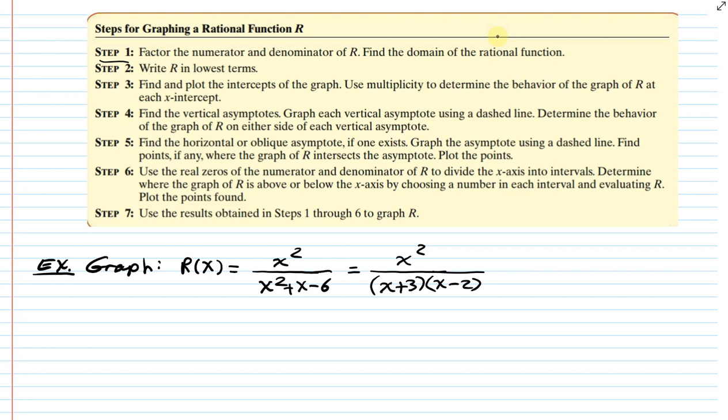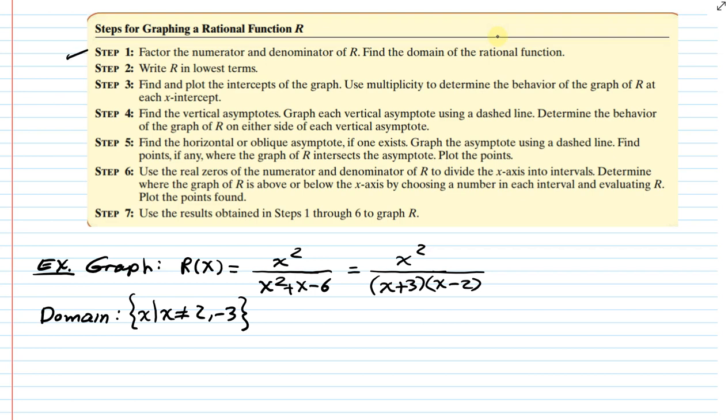So we did the first part. Now we can determine the domain of the function. Remember, the domain of all rational functions is always all real numbers, except what makes the denominator 0. So we have 2 and negative 3. Each of those will make one of the factors 0. Negative 3 makes this 0, 2 makes the one next to it 0. That would be the domain. Now, that's step 1. We just did step 1.